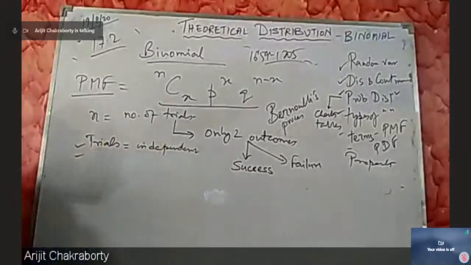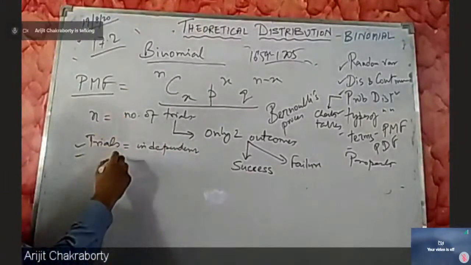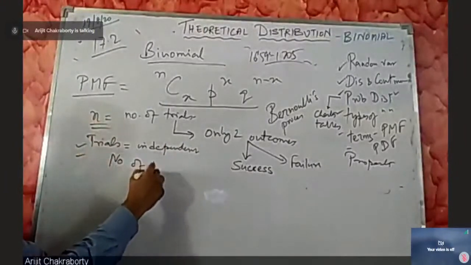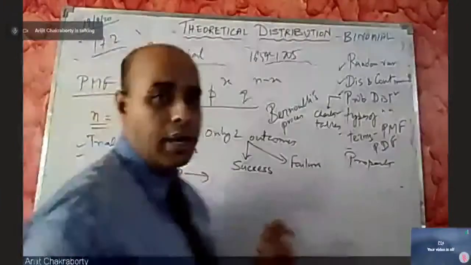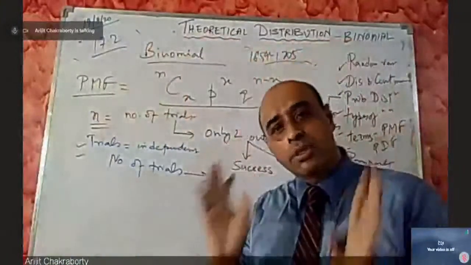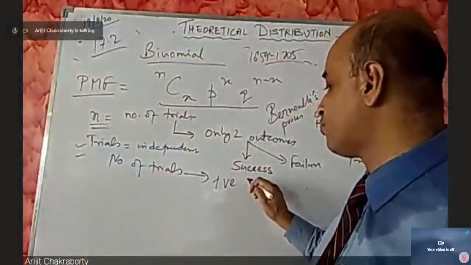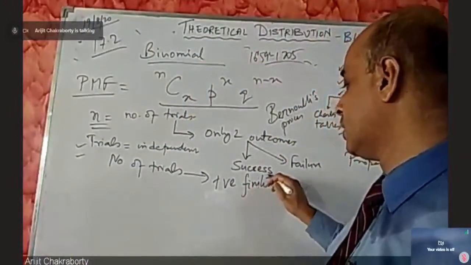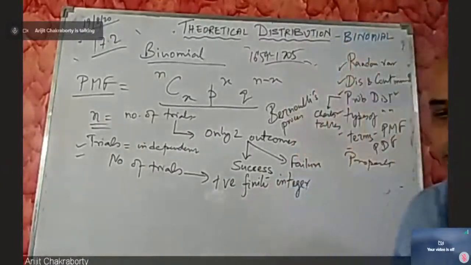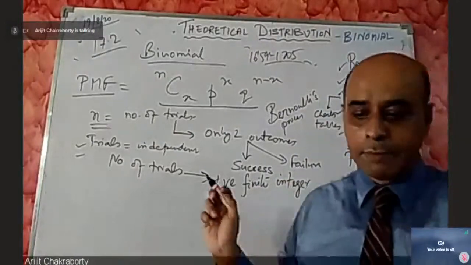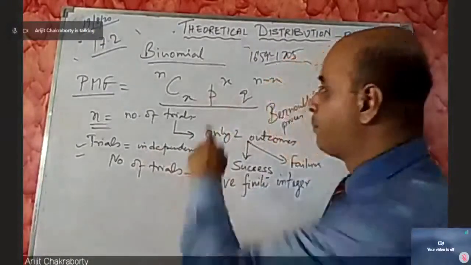Plus, n, the number of trials, will always be a finite positive number, and the number has to be an integer, it cannot be a fraction. So it has to be positive, finite, integer. No fractions. So please note what is n. x is the variable.